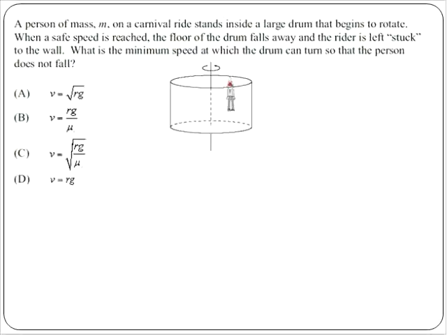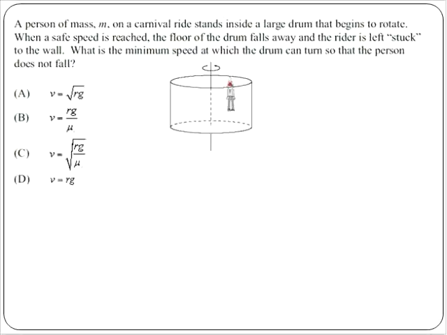So let's take a look at how you do this. We've got a person with a mass of m on a carnival ride inside a large drum that begins to rotate. Those of you who've gone to rides at the fair may have seen something similar before. The one that goes around with Thomas Amusements, I think, is called the Starship 2000 or something like that. It's almost identical to this situation.